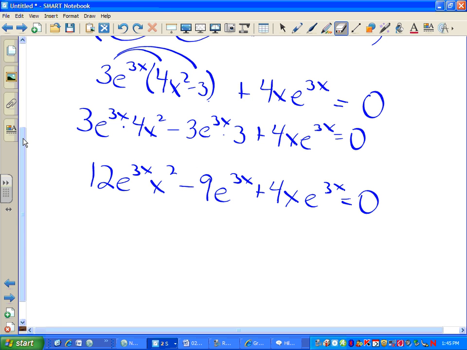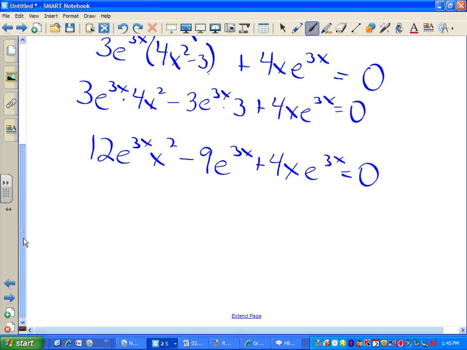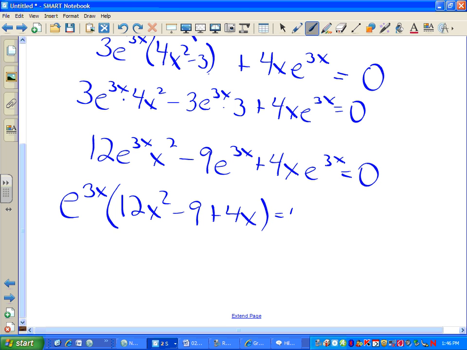Now that looks really bad. But if you notice, they all have a common factor of e to the power of 3x. So I'm going to factor out e to the power of 3x. When I factor that out, I end up with 12x squared minus 9 plus 4x equals 0. Now that looks a little bit better.